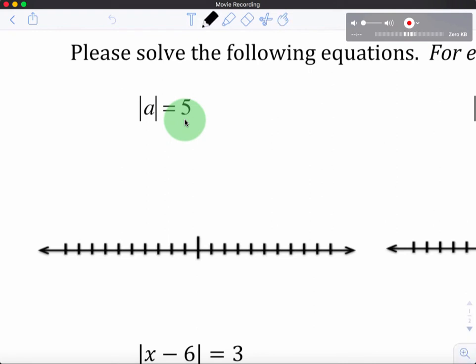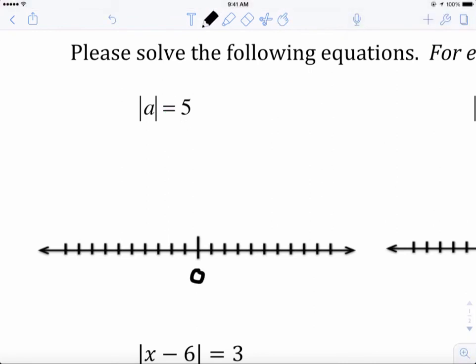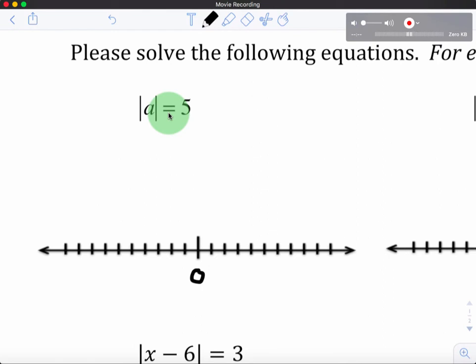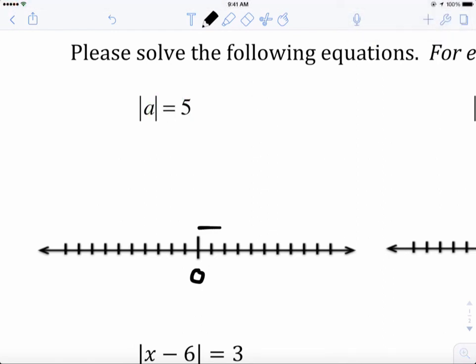So, if this is 0 on the number line, if you are 5 units away from 0, you're either going to be 1, 2, 3, 4, 5 units to the right, or you'll be 1, 2, 3, 4, 5 units to the left. So I think our solutions in this case are going to be the numbers 5 and negative 5.